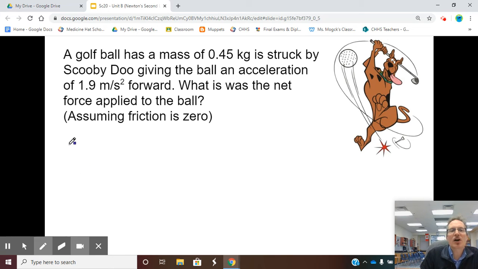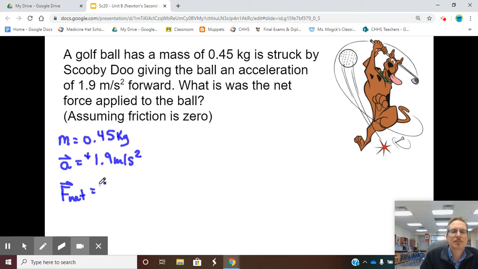So, in the question, a golf ball has a mass of 0.45 kilograms and is struck by Scooby-Doo, giving the ball an acceleration of 1.9 meters per second squared forward. So let's make forward positive. What is the net force applied to this golf ball? Assume friction is zero. So we're going to assume no friction in this, no wind resistance, no friction of the golf ball in the ground. So we're going to make this quite easy.